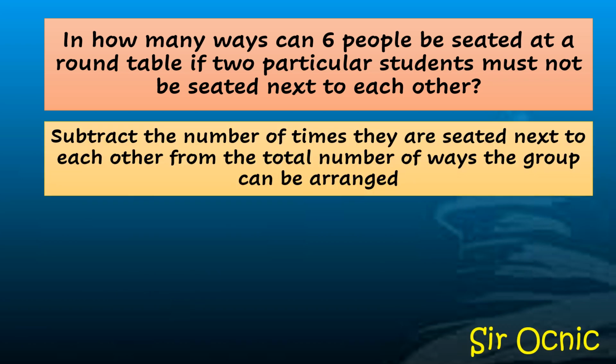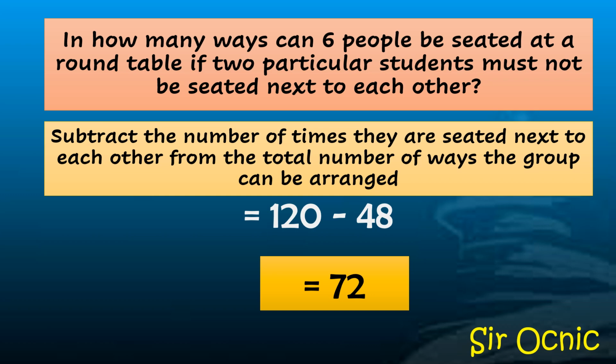The next thing to do is to subtract the number of times they are seated next to each other from the total number of ways the group can be arranged, since we are asked the number of ways 6 people can be seated if two particular students must not be seated next to each other. So that would be 120 minus 48, and that is equal to 72.